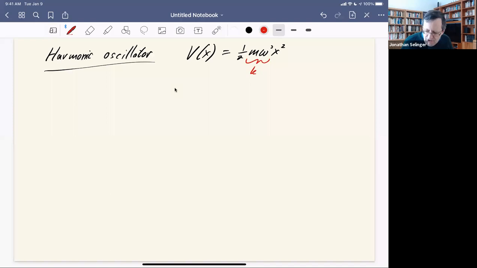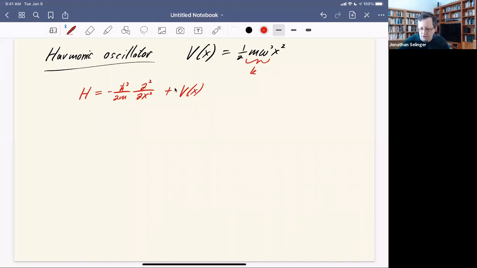And so this goes into the Hamiltonian, right? So the Hamiltonian is minus h bar squared over 2m times the second derivative with respect to x, plus V of x.